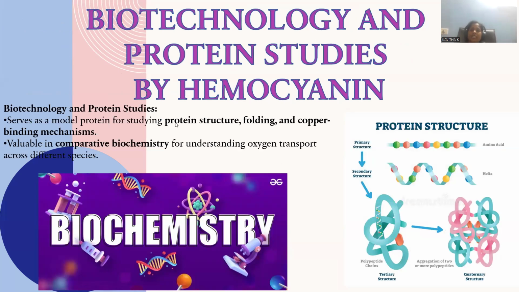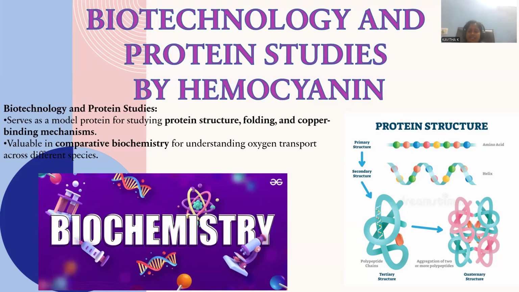Biotechnology and protein studies by hemocyanin: it is able to give valuable information regarding the primary structure, secondary structure, tertiary, and even quaternary structure of the protein. Protein structure will be revealed by means of this hemocyanin. Primary structure is simply the sequence of amino acids taking part in the simple chain, and whenever this takes part in curvature, a helical structure is induced when they bind with the hydrogen bonding system, giving a kind of curvature within the molecule, which is said to be the secondary one.